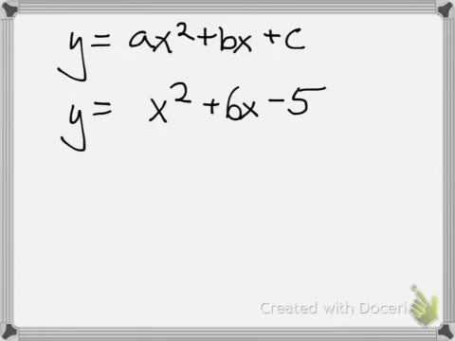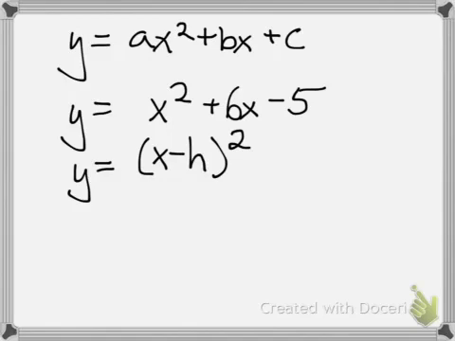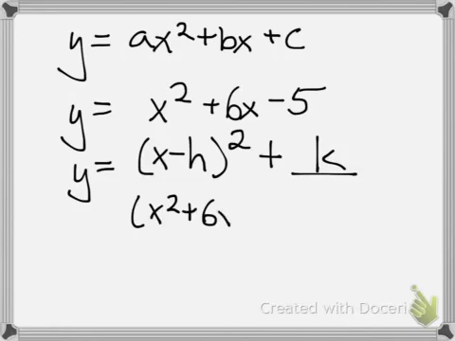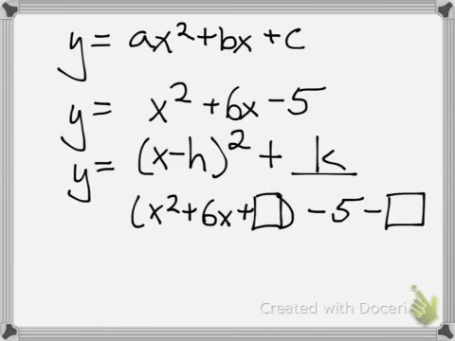Now what I want to do though is I want to see this as y equals (x minus h) squared, minus some other number, k. I'm sorry, plus k. So what I'll do is I will see this as x squared plus 6x plus something, minus 5 and minus that same something. What something, you may ask? Good question. I'm glad you're asking.